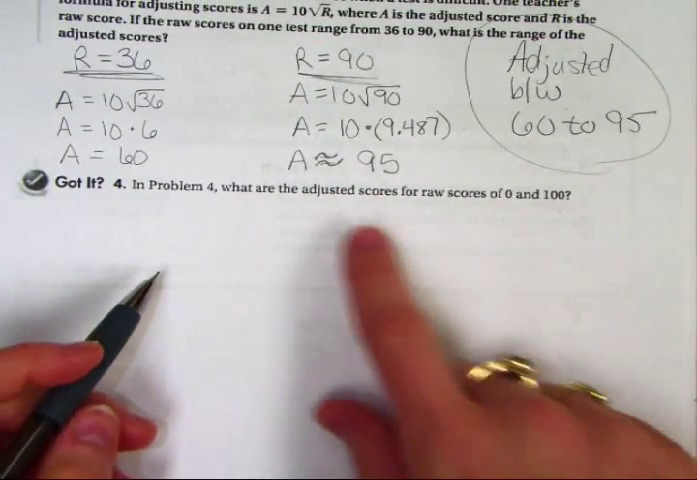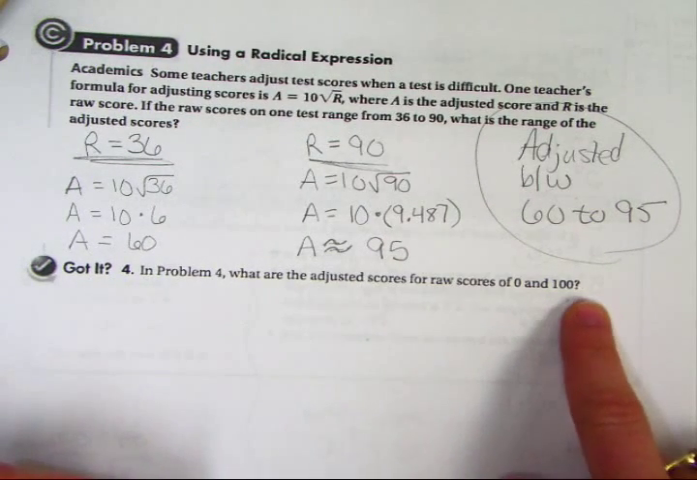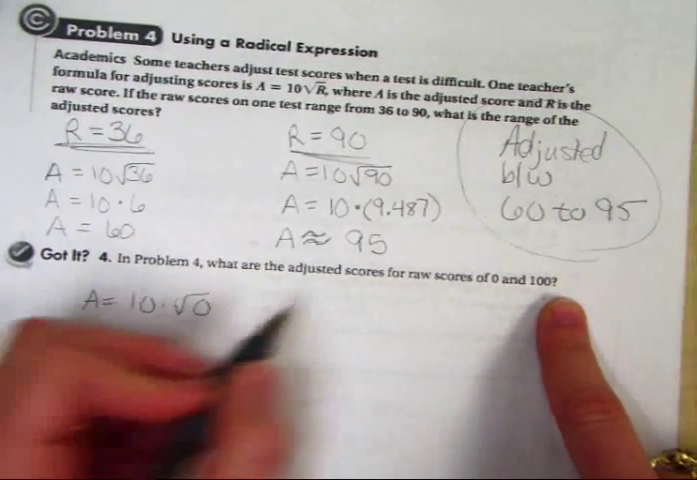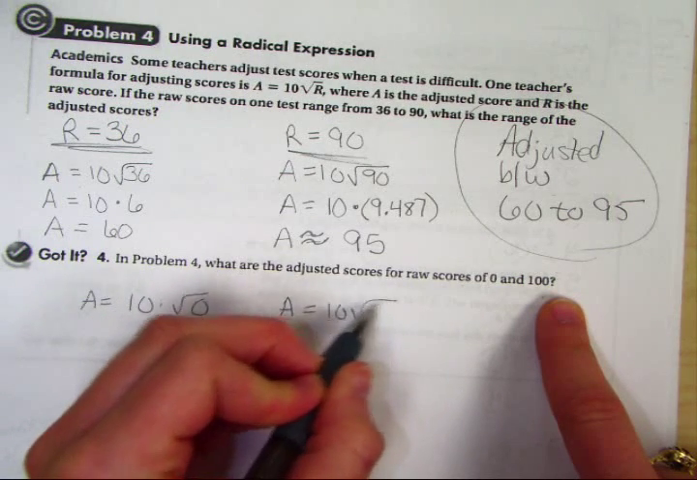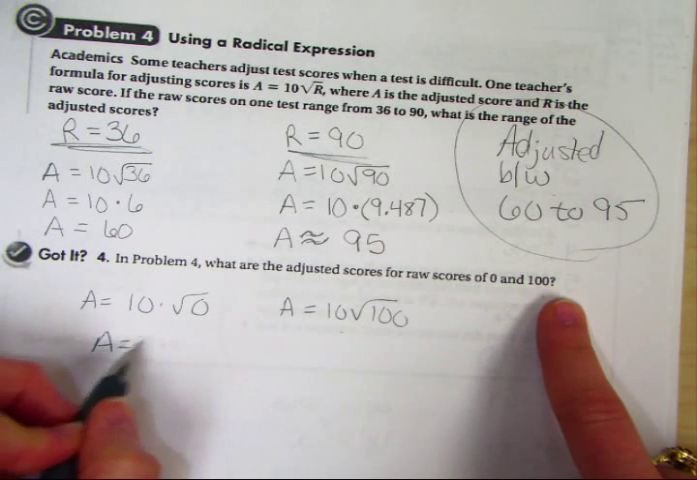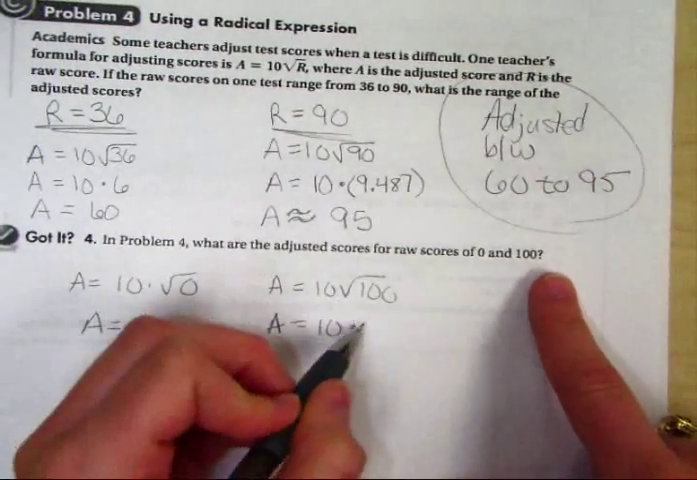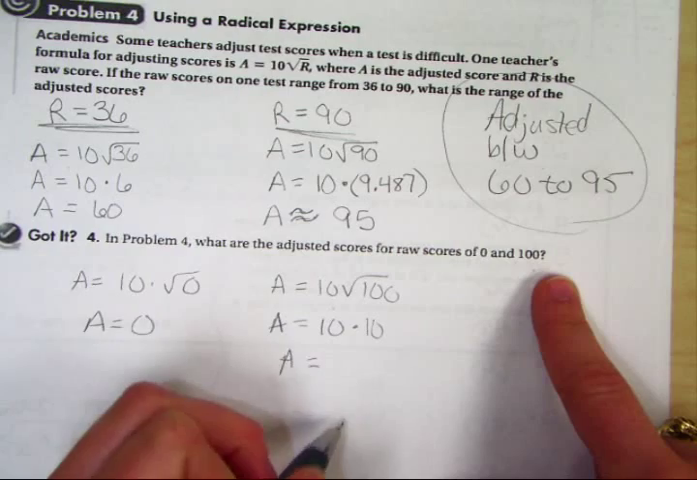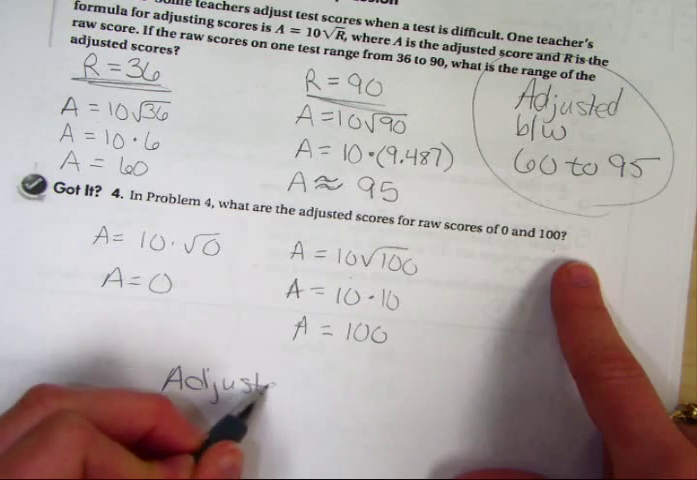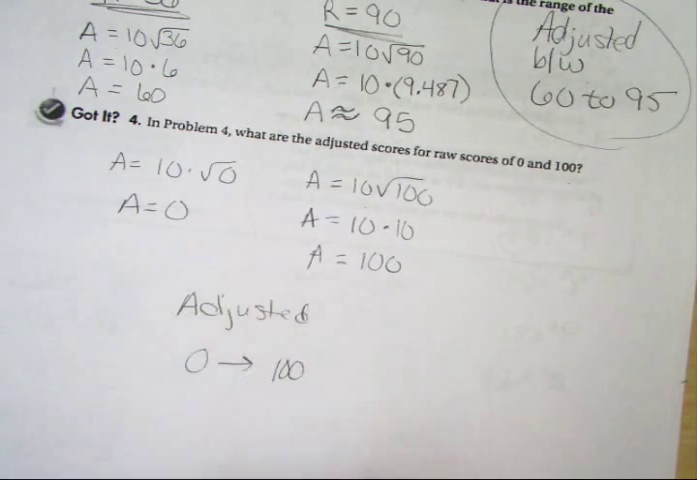Let's try this one more time. In problem 4, what are the adjusted scores if you have between 0 and 100? That means if somebody scored a 0 and somebody scored 100. So you do adjusted equals 10 times the square root of 0, and then adjusted equals 10 times the square root of 100. Well, 10 times the square root of 0 is a 0. Next, 10 times the square root of 100, you know the square root of 100 is 10. That's adjusted equals 100. So in this case, the adjusted scores are actually the same range. They'll go from a 0 to 100, just like they did in the raw.